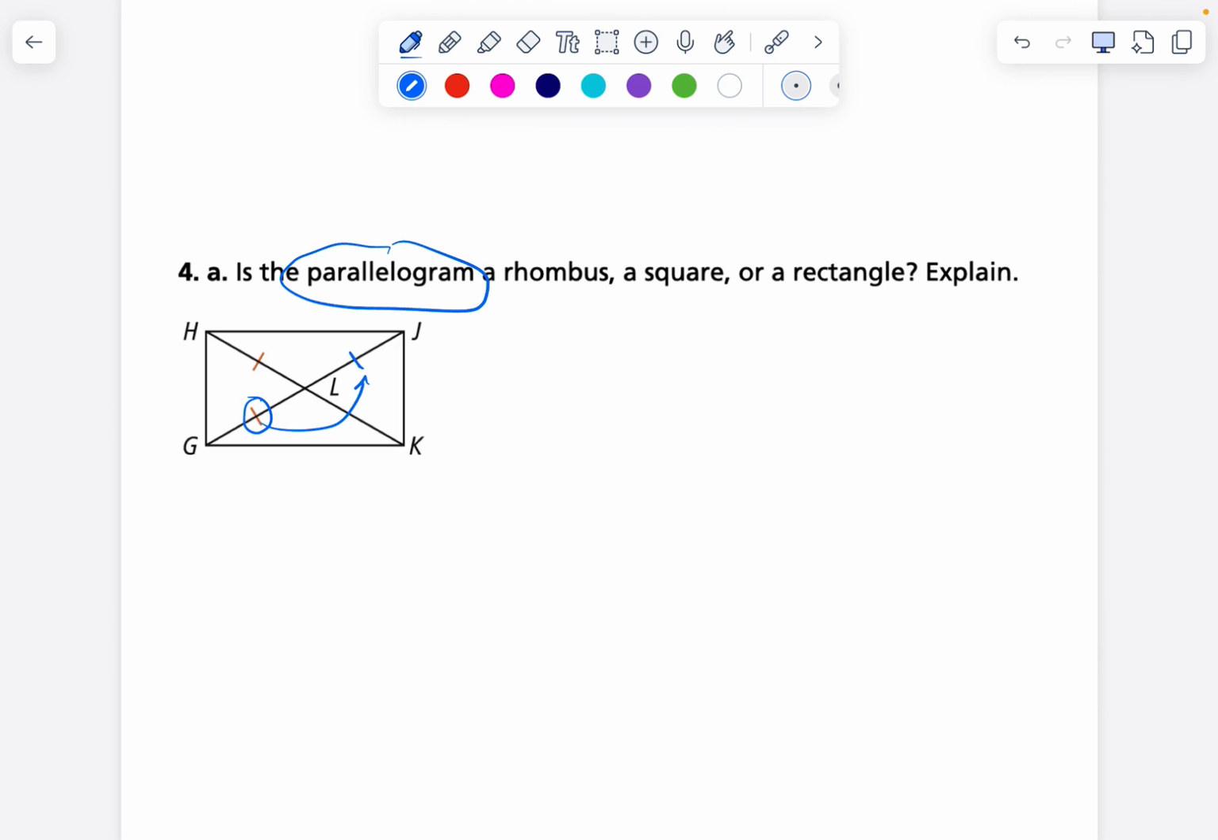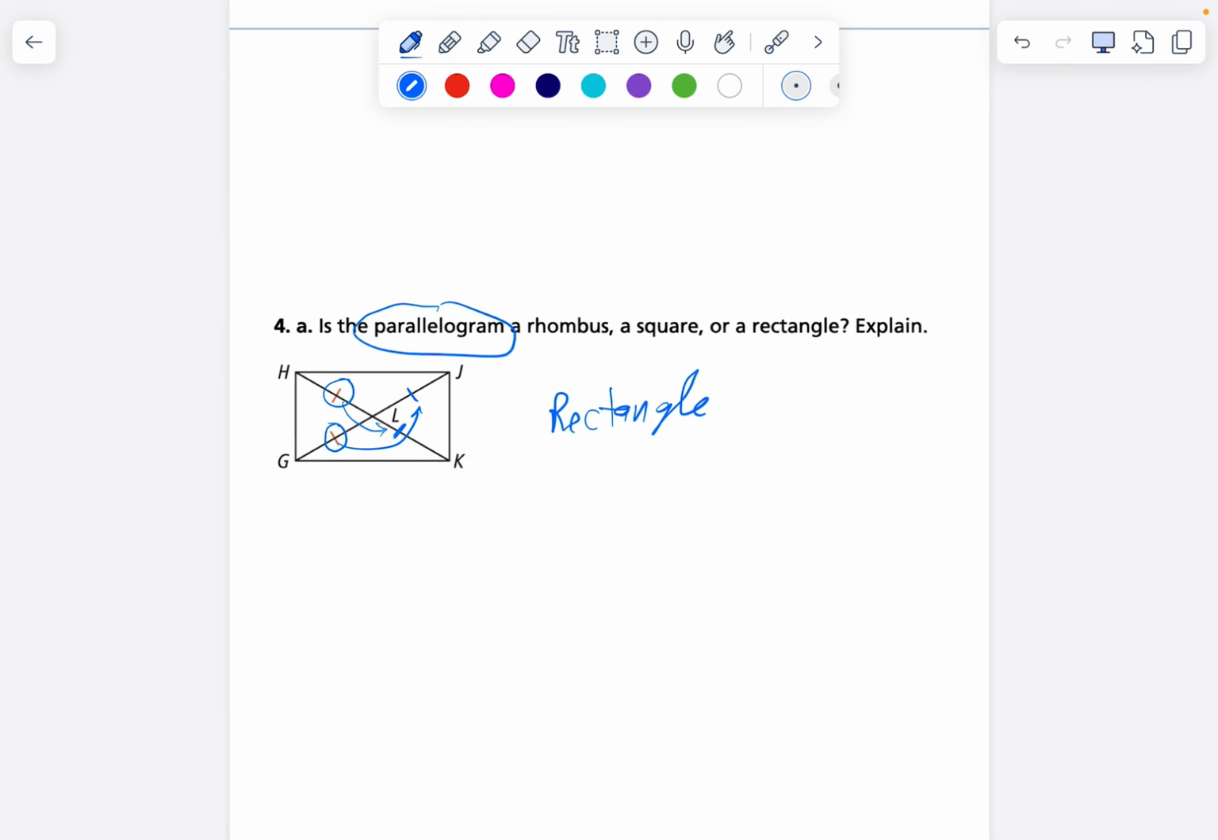Why? Because it's a parallelogram. We can copy this there for the same reason. And then all four of those tick marks tell us that what is true? The diagonals are congruent. That is only true of a rectangle or square. But it's clearly not a square. So this is a rectangle. Are you getting the hang of it?